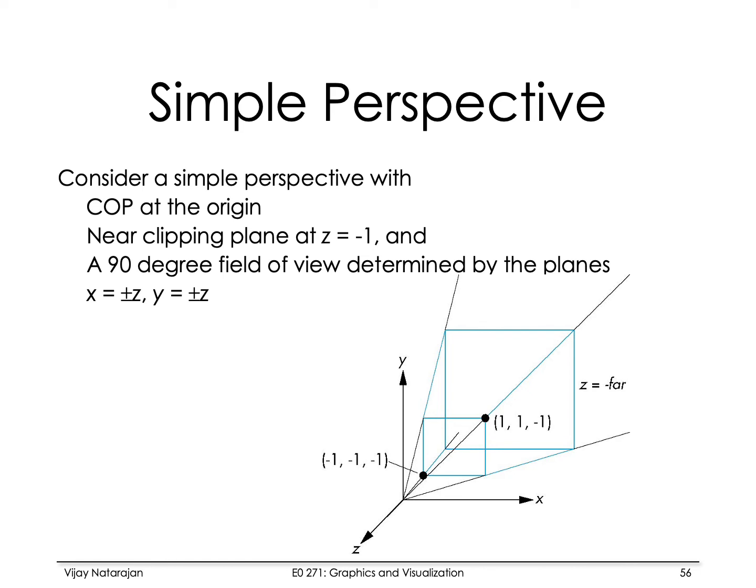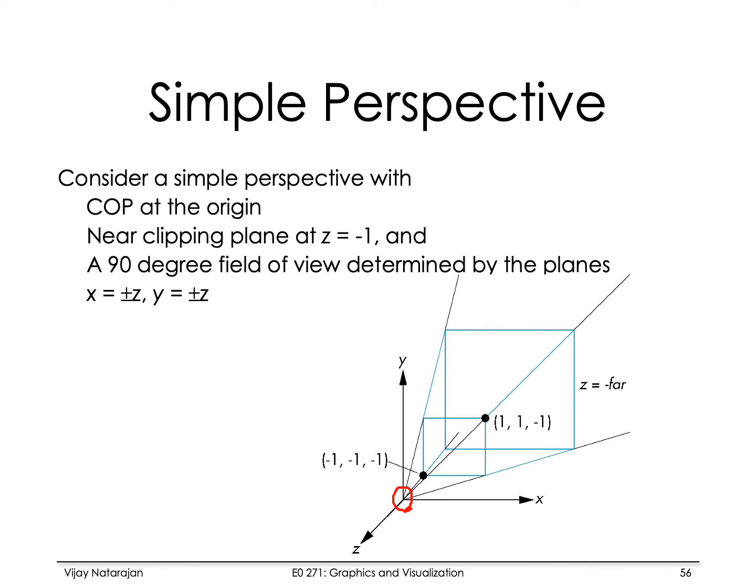Okay, so let's talk about simple perspective and how we will write down the matrix corresponding to it. What does simple perspective mean? The center of projection is at origin. The near clipping plane is z equal to minus 1, the first blue square. The far clipping plane is z equal to minus far. This essentially gives you a 90-degree field of view. And the planes that define the view frustum are x equal to plus or minus z and y equal to plus or minus z. You can confirm this yourself.